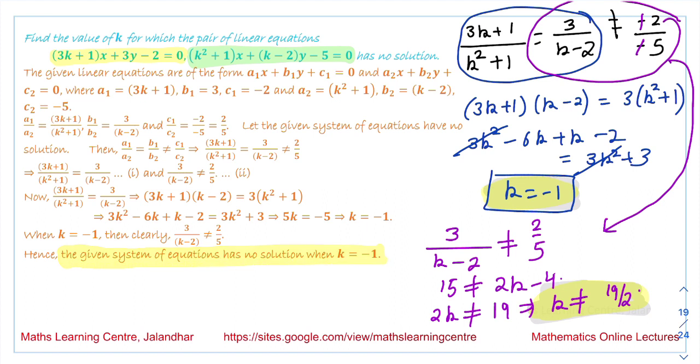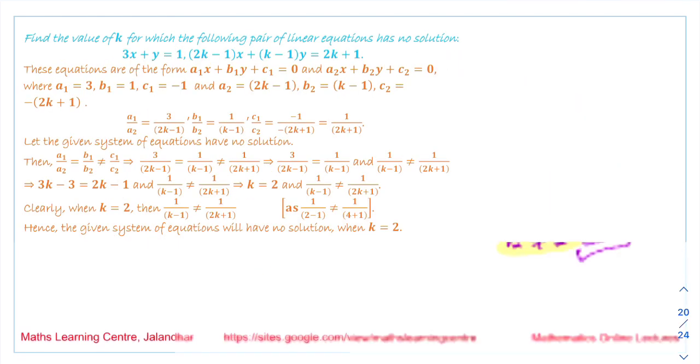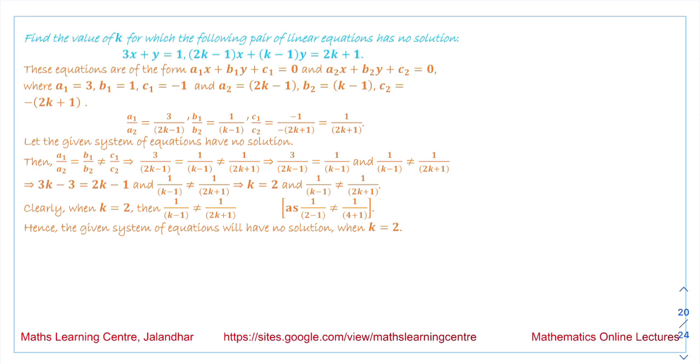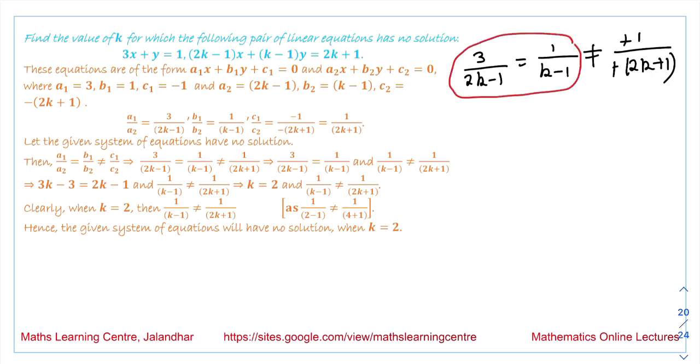Next is find the value of k for which the following pair of linear equations has no solution. So we are writing the conditions: 3 over 2k minus 1 should be equal to 1 over k minus 1, should not be equal to minus 1 over minus 2k plus 1. These two minus signs get cancelled. Solving the first two conditions, we get 3k minus 3 equal to 2k minus 1. So we get k is equal to 2.